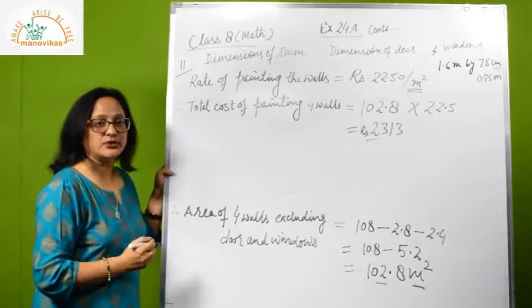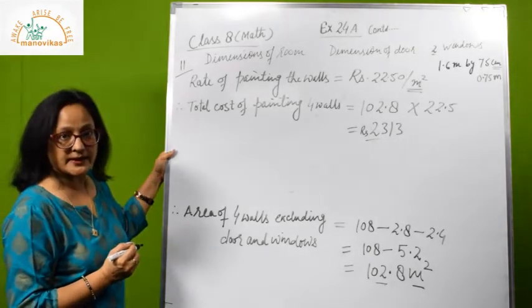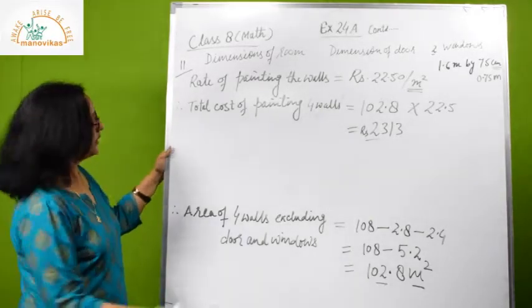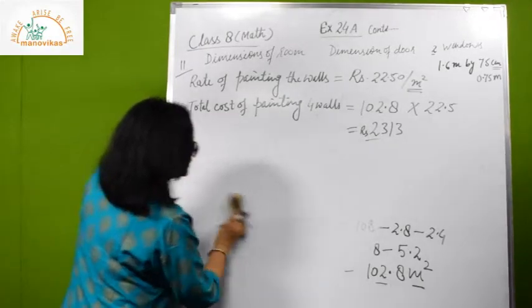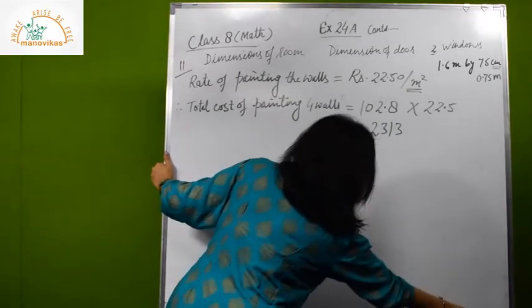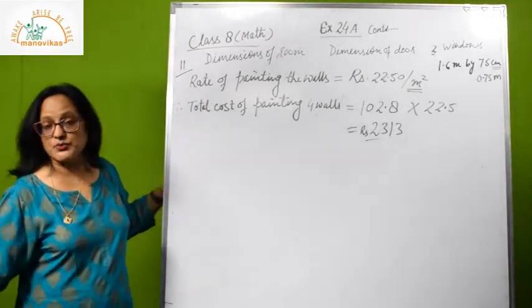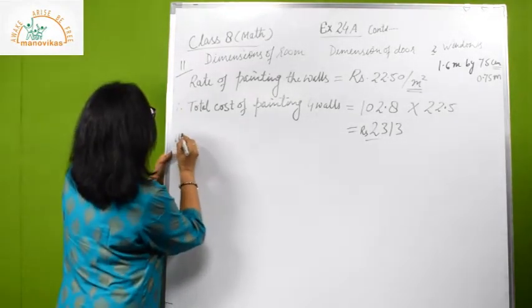In the third part, you have to find the total cost of painting the ceiling. So the rate of painting the ceiling is given. The only thing is you have to find the area of the ceiling. If you remember what dimensions are involved: length, breadth, height, there are 3 dimensions. So which 2 dimensions are involved in the ceiling? First, this is the third part of the question.